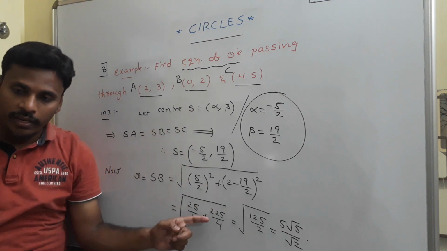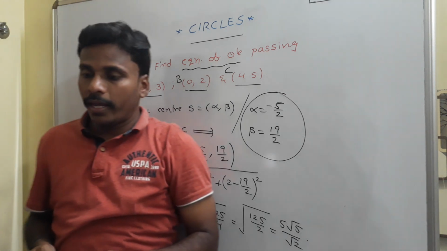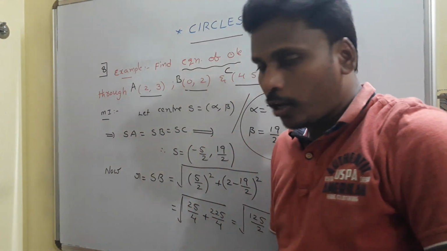After having the center and radius, we use the center-radius form (x minus h) whole square plus (y minus k) whole square equals r square to represent the circle equation. Okay, copy this.